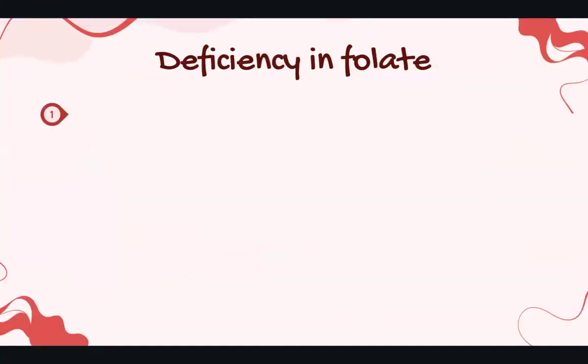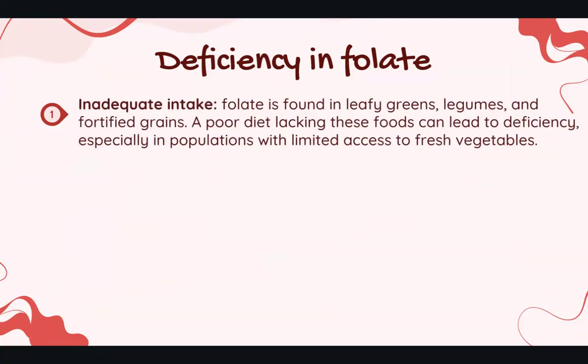Now, how does a deficiency in folate happen? A deficiency in folate and B12. A deficiency in these vitamins could result from a variety of causes, but mainly it is usually because of three main reasons. Number one is inadequate intake. Since we mentioned that folate is found in leafy greens and fortified grains, a poor diet where you don't eat these leafy greens, like for example, you would see in people who don't eat meat. So a poor diet in these foods would lead to deficiency, especially in populations with limited access to fresh vegetables, right? A lot of the people that would struggle with this would usually be older people. They will usually have this problem.